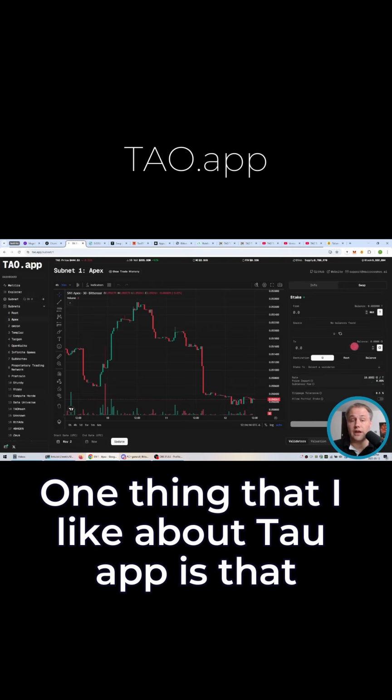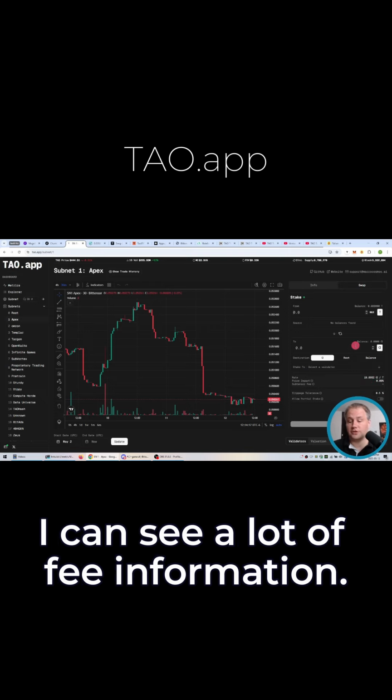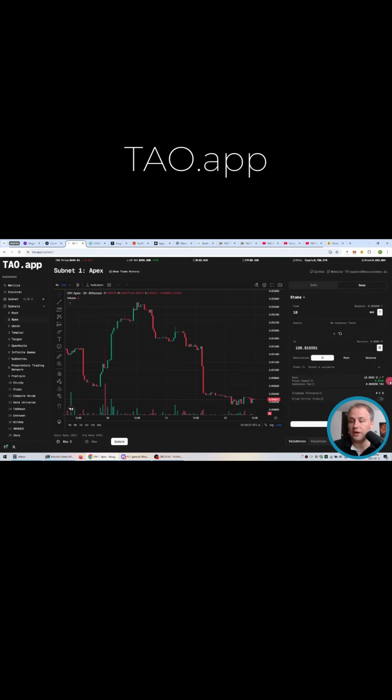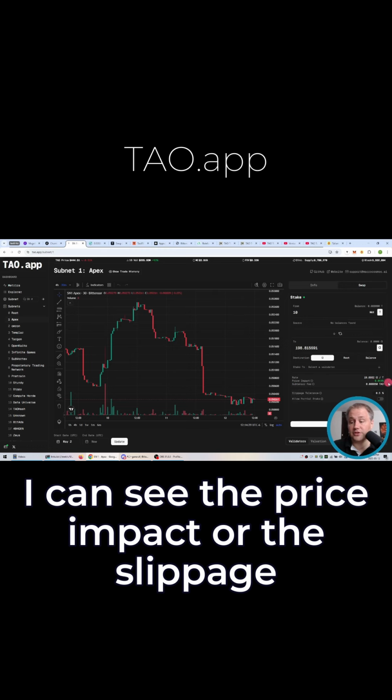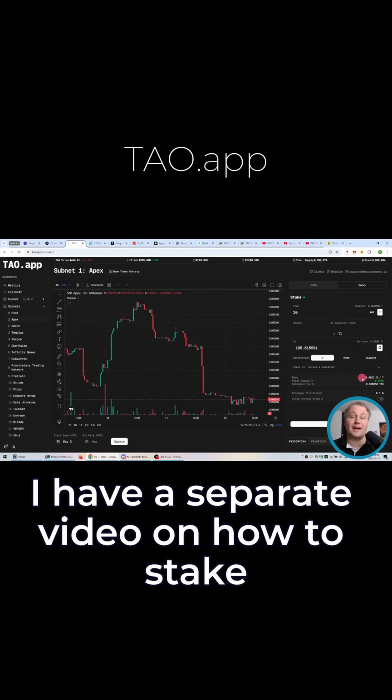One thing that I like about tau.app is that I can see a lot of fee information. So if I put in, say, 10 Tau here, I can see the price impact or the slippage that I'm going to pay. I have a separate video on how to stake safely.